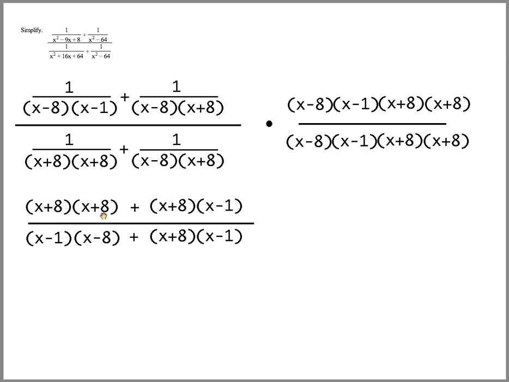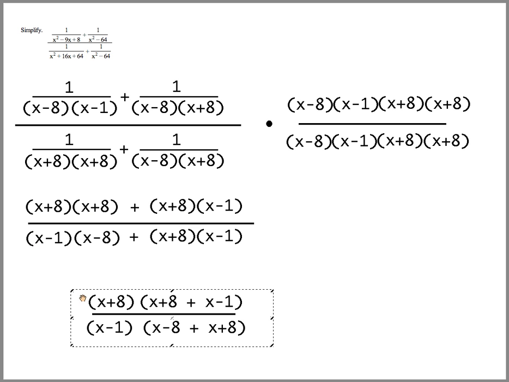Now what I did in my next step here was something slightly different. I noticed there was a repeated factor of x plus 8 here. And so what I did was I pulled it out. And what got left behind was x plus 8 plus x minus 1. And then down here I had a repeated factor of x minus 1. And I pulled that out.